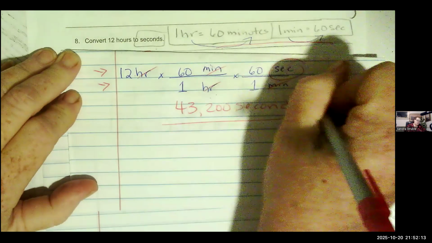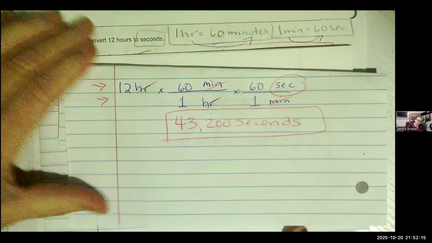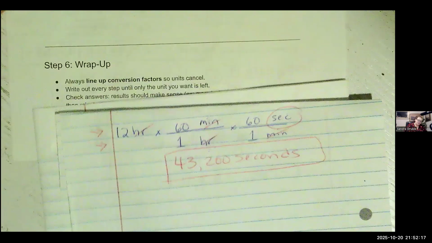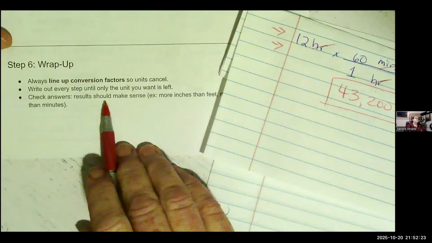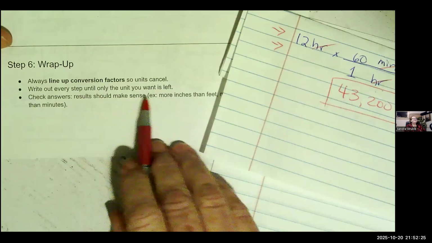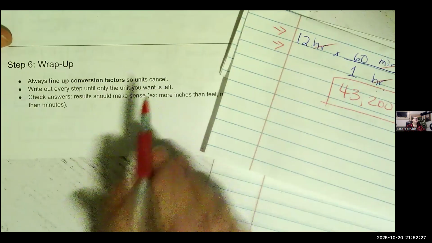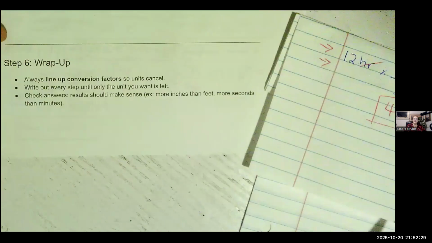All right, I've got one more on this page. Oh, no, that's it for this page. We're done. It says always line up conversion factors so the units cancel. Write out every step until you're only left with the unit that you want. And make sure it makes sense. More inches than feet, more seconds than minutes. If you don't understand that, then let's chat.